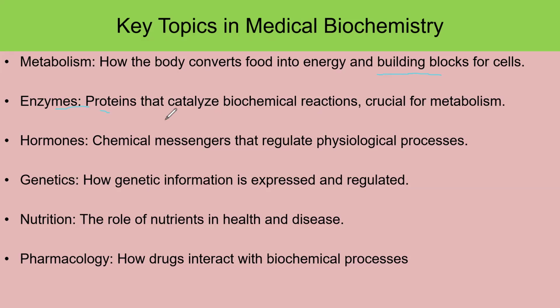And then we have hormones. Hormones are the chemical messengers that regulate physiological processes. Of course, we have two major coordinating systems: the endocrine system, which is hormones, and the nervous system. The endocrine system is hormones that are secreted by the body into the blood and then travel to where they are going to elicit their function.